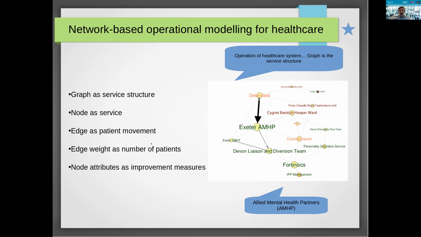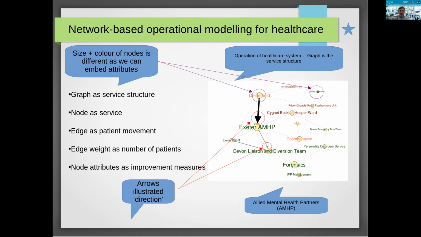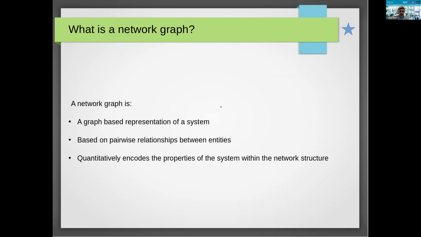You can also start putting more information into the node attributes just to help understanding. So the different colors of the nodes will refer to a particular feature. And as I said, the arrows are representing the direction of travel. And then the size and color, we can embed different attributes into those, so you're layering on more and more information.